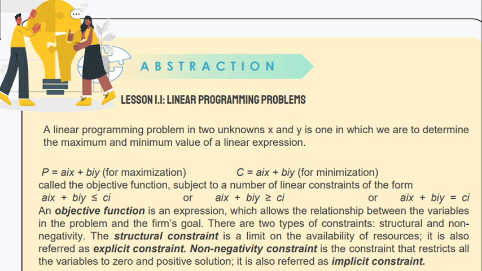Okay, so sa laktod nga pagkaistorya, how to get the lowest value of the cost or mga galastuhon. So in the minimization problem, the formula is C equals A sub I X plus B sub I Y, called the objective function. That would be our objective function of the minimization problem. Objective function is an expression which allows the relationship between the variables in the problem and the firm's goal.